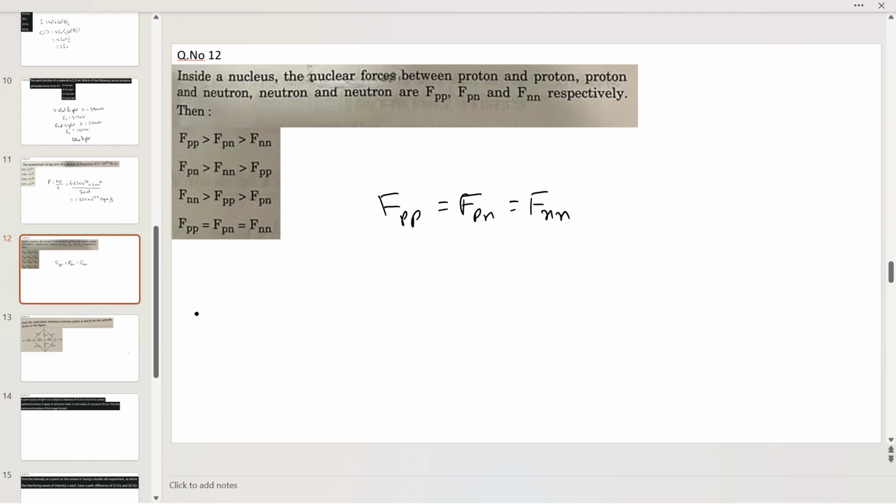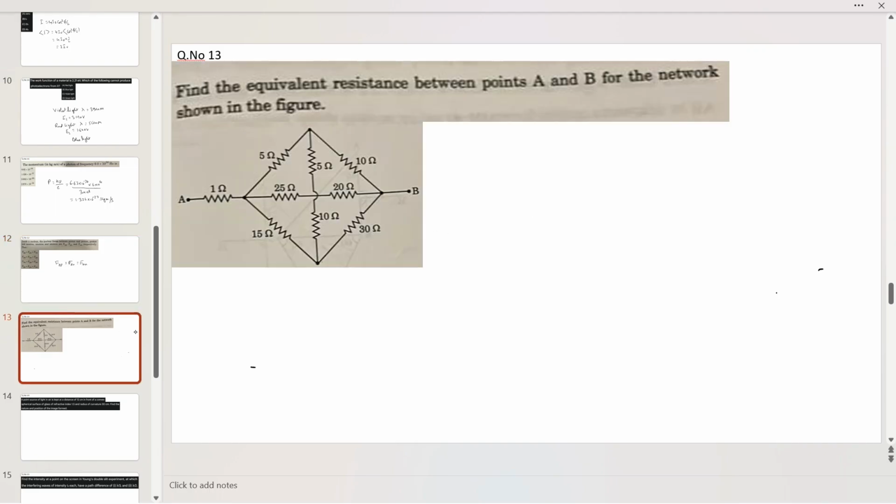Now my next question is here. You see that it is not connected, only the wire is connected here and here. We have to find the equivalent resistance between A and B. Here you see that 5 by 15 is 1 by 3, 10 by 30 is 1 by 3. Therefore no current is flowing through it. So these two are in series, these two are in series, and these two are in series, and again they are in parallel.